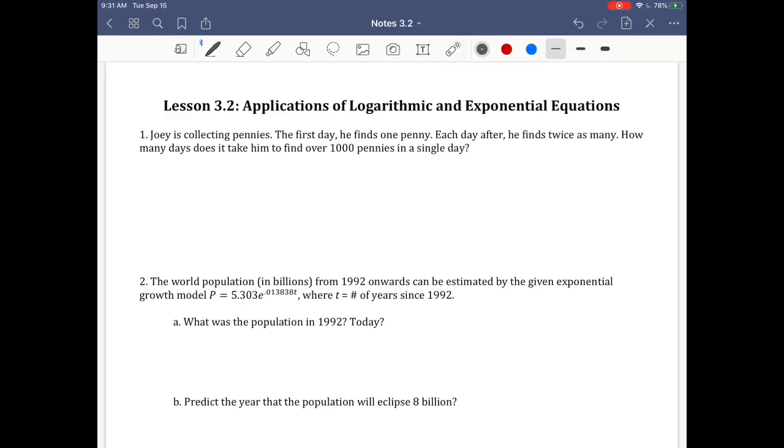In this video, we're going to look at some modeling using some logarithmic and exponential equations. I encourage you to pause the video before each problem and try to work through it as best you can, and then compare your work with mine.